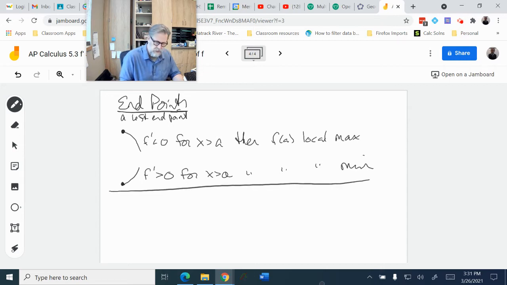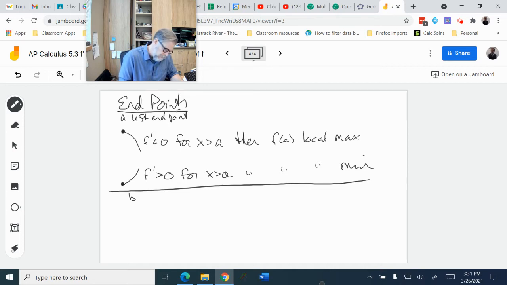And again, this may seem very obvious, but this is one of these things in math, we're defining our terms. And once we define them, we don't have to go back and define them later. We can just say, oh, look, derivative less than 0 for x greater than a, boom, that endpoint is a local maximum without having to justify it.